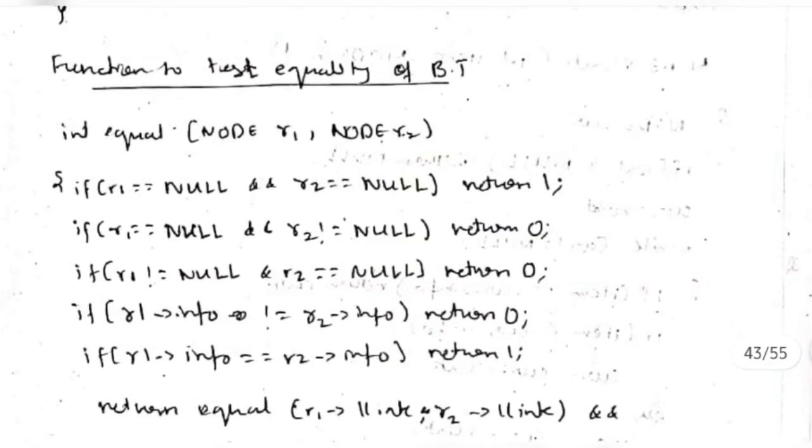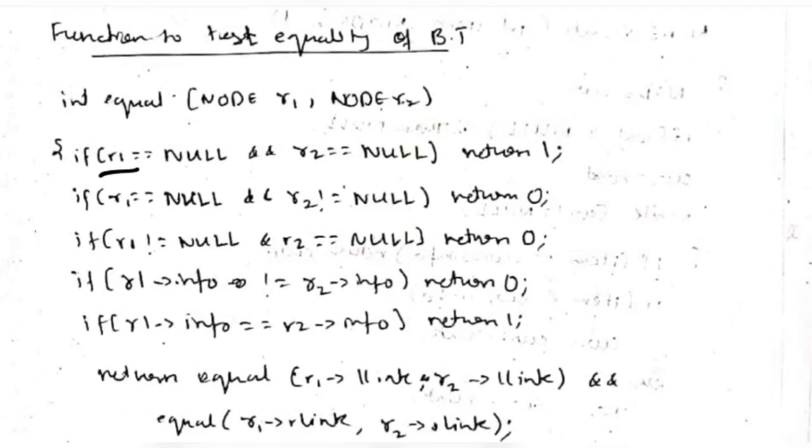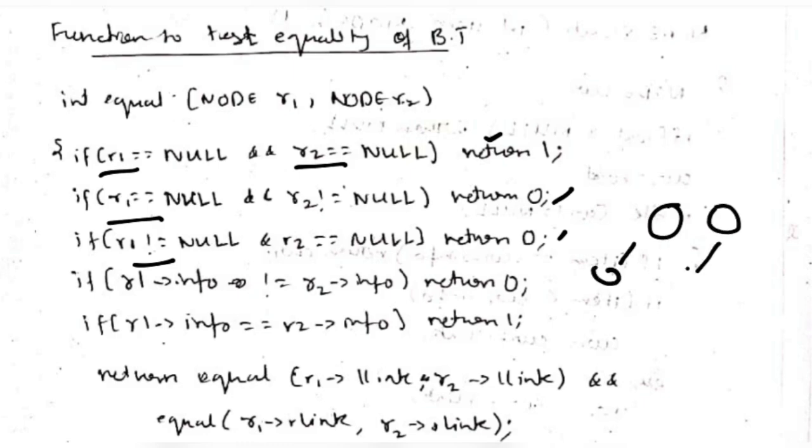And for testing the equality, first we will check if the roots are null. If both are null, both the trees are same. If one of them is null and the other is not null, it's not same. And we'll check if the roots are same, then we'll check if the left part of each of these is same and the right part of each of these is same or not. In that way we will continue till the end. That will give us whether the trees are equal or not.